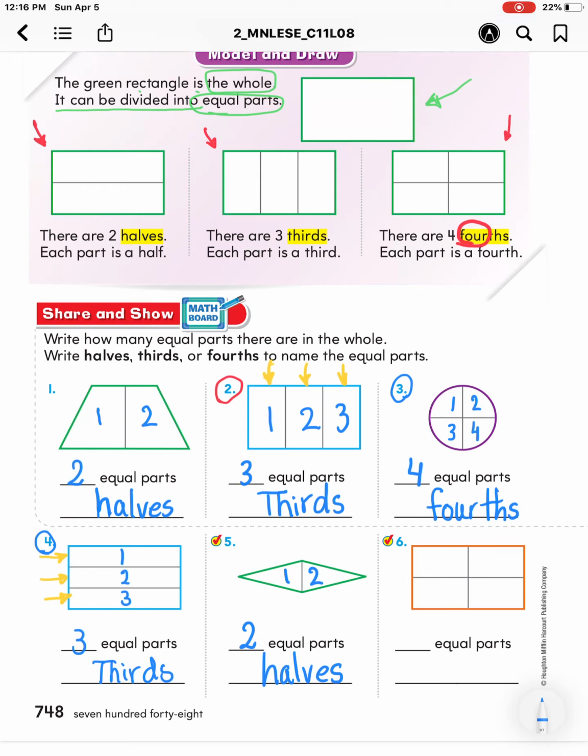Good job, boys and girls. Now let's move to the last question on this page. We have here the orange rectangle as a whole. Now this orange rectangle is divided into equal parts. Let's count together. How many equal parts do we have? 1, 2, 3, and 4. So here we have 4 equal parts, which means fourths, okay? I think now you can feel it's so easy, right?